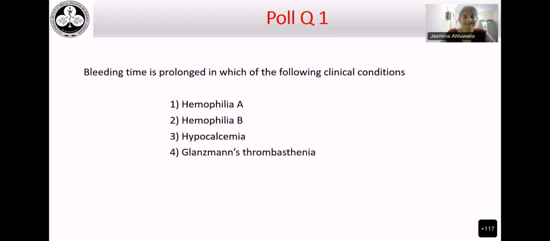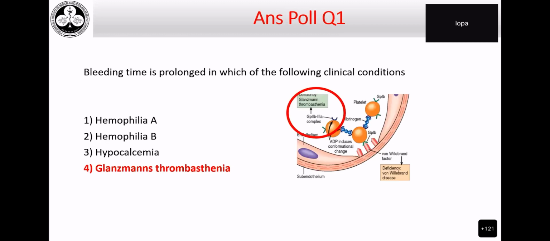Yes, Lopa, do we have the results? Almost 98% of the people have answered option 4. So that's absolutely correct. You're very right. Bleeding time is looking at primary hemostasis. So we are looking at the platelet and we are looking at the blood vessel. The others are clotting factor deficiencies, and hypocalcemia, of course, is just a red herring that I've thrown in. So it is indeed Glanzmann's thrombasthenia where I expect a prolonged bleeding time.